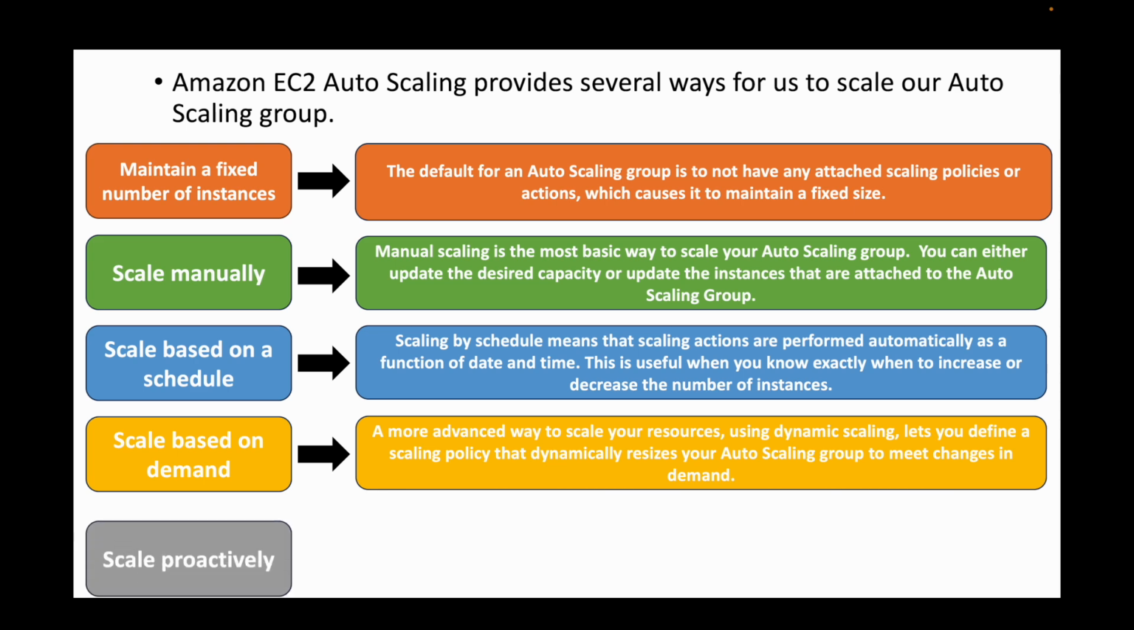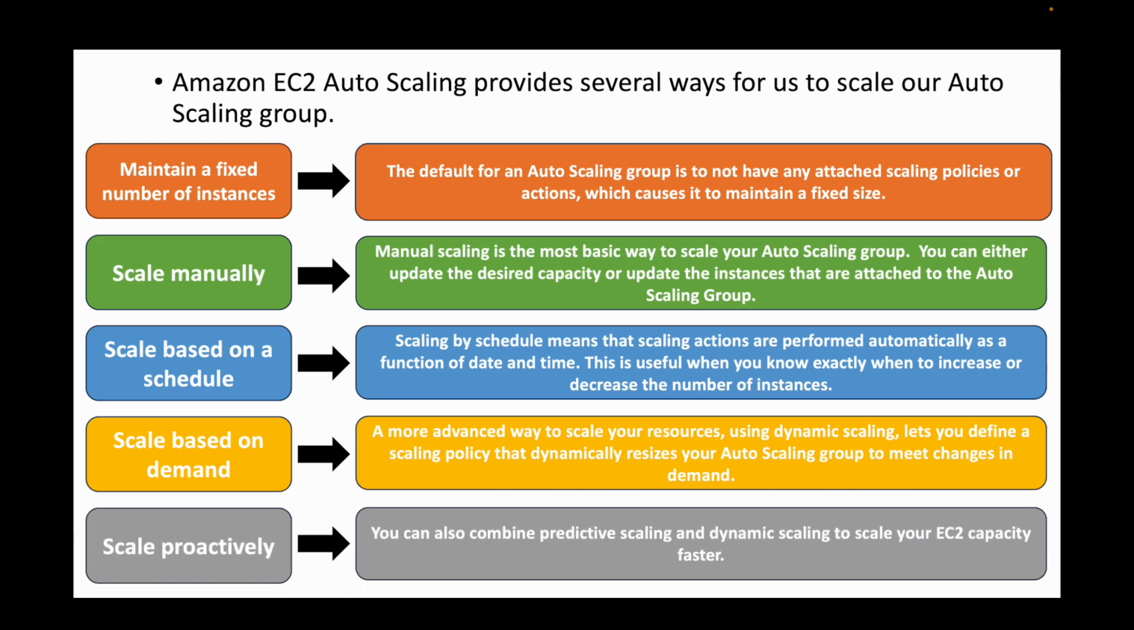And the last option we have is scaling proactively. So here we will be combining the predictive scaling and your dynamic scaling to scale your EC2 capacity faster. So it's basically using your scaling based on your demand. So again, your EC2 will scale up based on the demand, but also it will be proactive. So instead of scaling up when the demand is there, it will be proactive enough. It will predict the scaling and then launch the instances for us. So these are the different options we have when we talk about your auto scaling group.